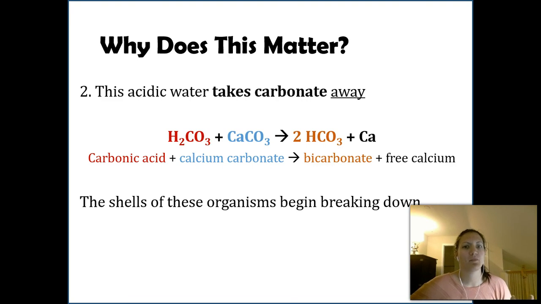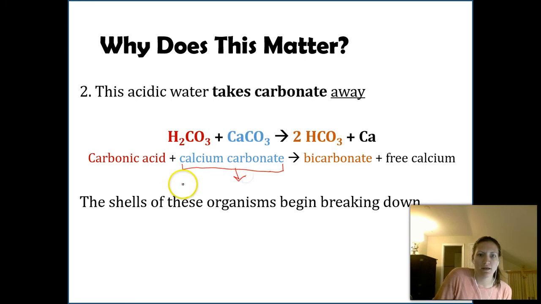The second problem with increased carbon dioxide is this equation, and this equation is very, very similar to the last equation. Here we have carbonic acid, and before I said it takes out carbonate. It's really good at taking out carbonate, so good that it can actually steal away carbonate from calcium carbonate. Remember, calcium carbonate is found in our shelled organisms.